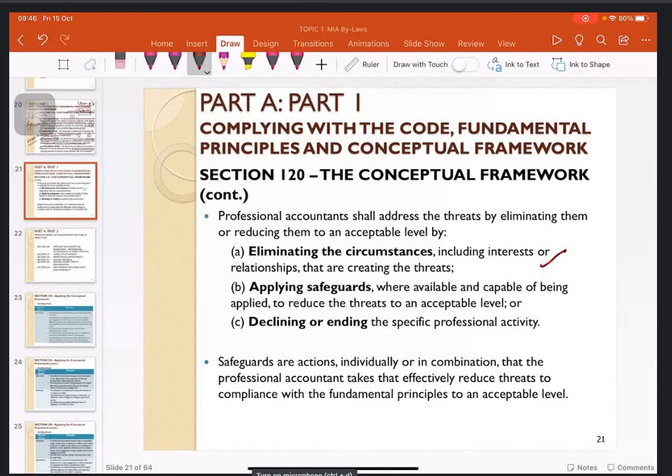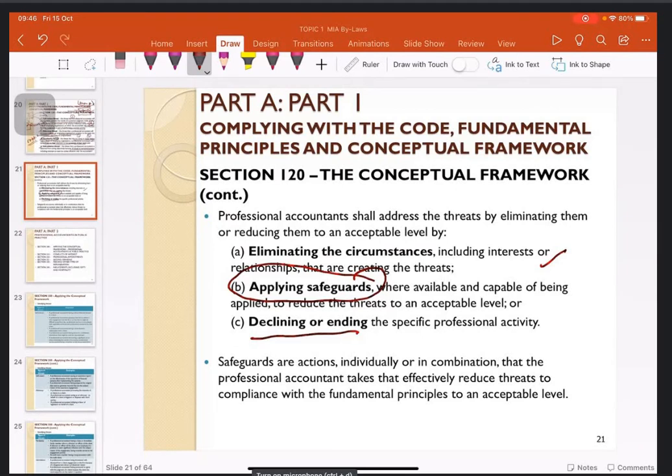First we must identify the threat. After we identify the threat, we try to eliminate or reduce it by applying safeguards. We need to apply the safeguards to reduce or eliminate. Sometimes you have applied safeguards but will not be able to reduce the threat. If you cannot reduce the threat, you must decline or end the activity. Now we go on to section 300.